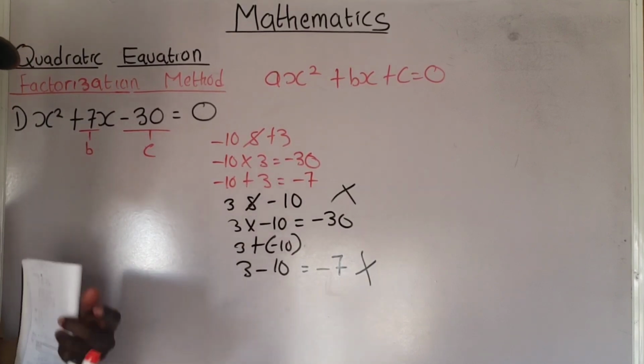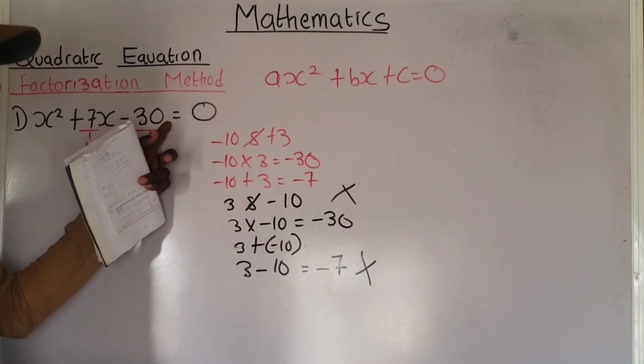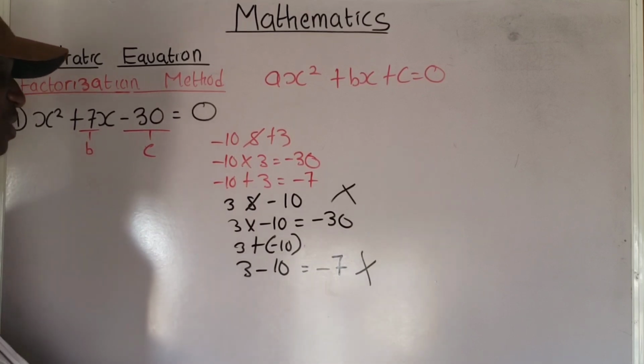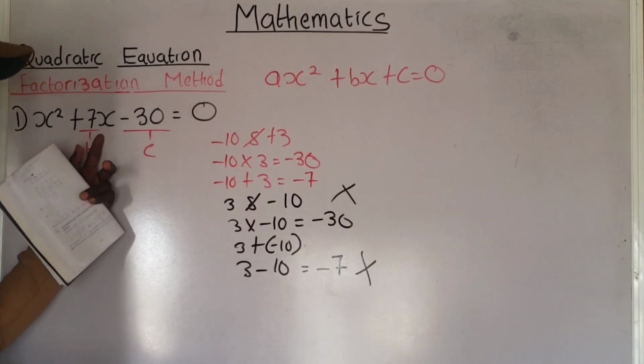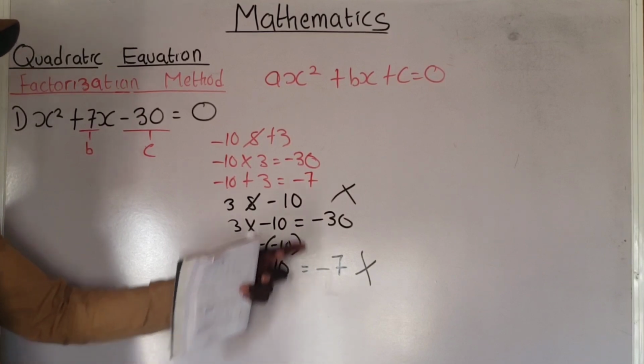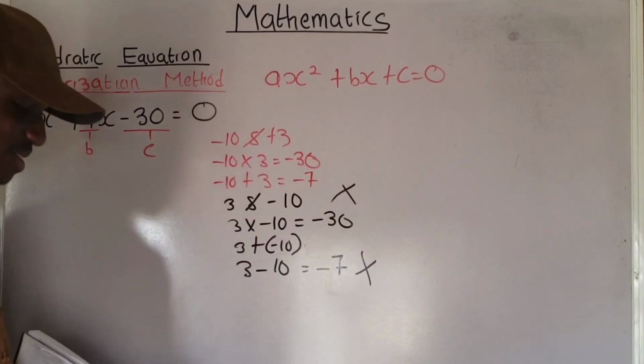You must think of numbers such that when you take their product, it must give us c, which is the constant term in the quadratic equation. And when you add these two numbers together, you must get b, and b is 7. When we add these two numbers together, we got negative 7 here, and we still got negative 7 here. So we have to try another number.